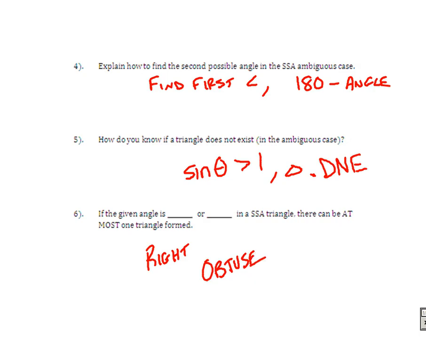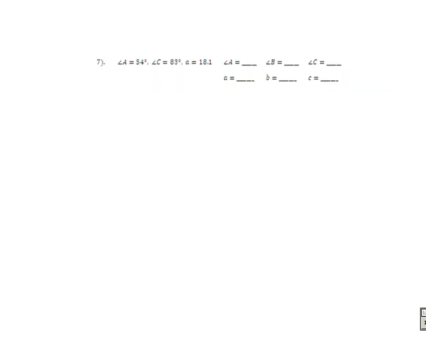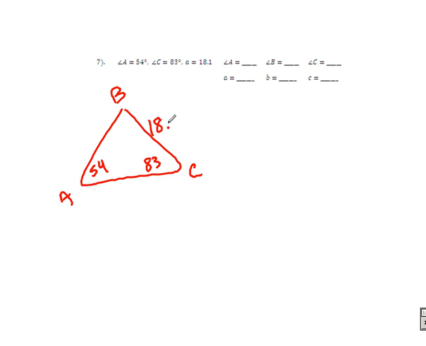All right, now on to the fun ones of solving these proportions. First thing you want to look at in each one of these is what kind of triangle do we have. If it helps to draw it out, then definitely do so. Triangle ABC here. A is 54, C is 83, and side a is 18.1.